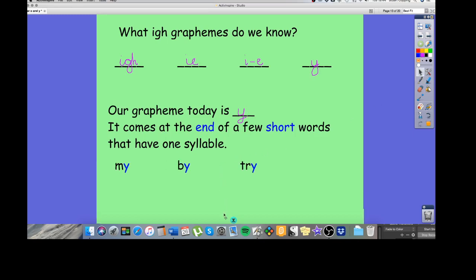And here are some words. So here it says it comes at the end of a few short words that have one syllable. Syllable is a beat of sound. Okay? So if I'm going to read these words and I'm going to clap my hands at the same time to show that there is one beat of sound. So we go my, by, try. If you can fit the whole word into one syllable, then it will be the I sound.